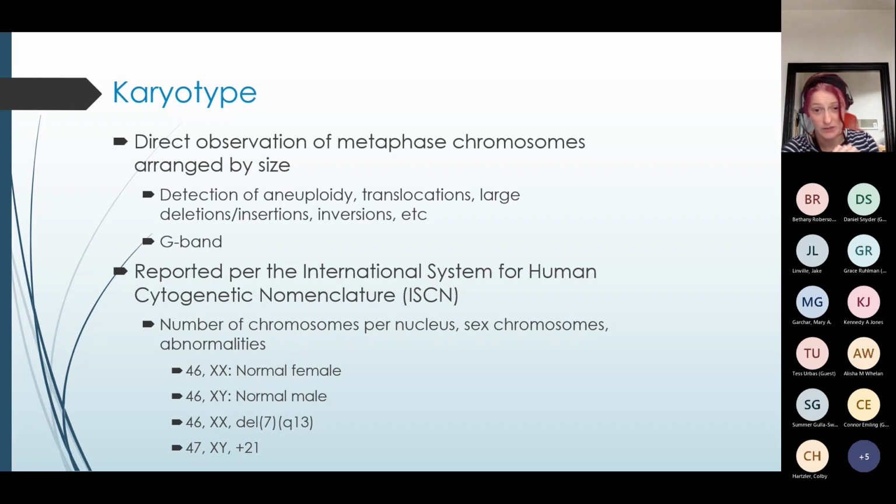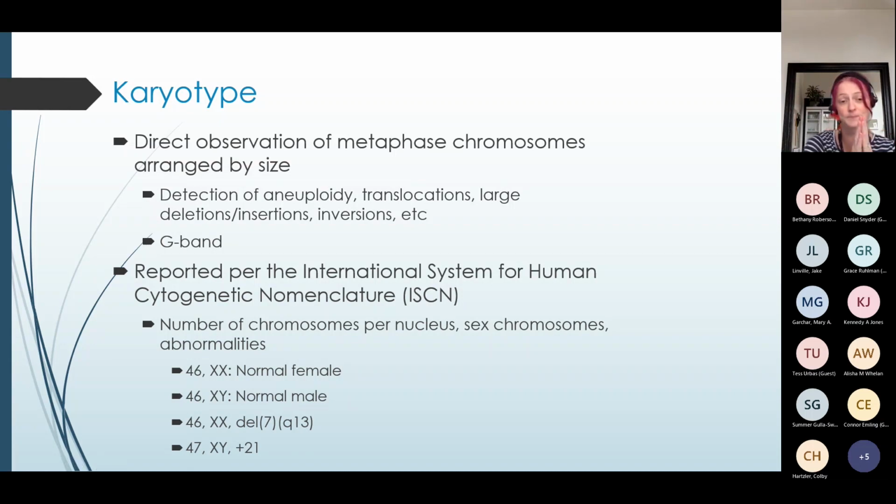So how we report karyotypes, we use the International System for Human Cytogenetic Nomenclature, or ISCN. So we always include the number of chromosomes first, and then the identity of the sex chromosomes, and then any abnormalities. So, 46 is a normal number of chromosomes, and XX would be a normal female. 46,XY is a normal male. 46,XX,del means deletion. You would then put the chromosome number in the first set of parentheses, and then you would put either a p or q for short arm or long arm, and then the location.